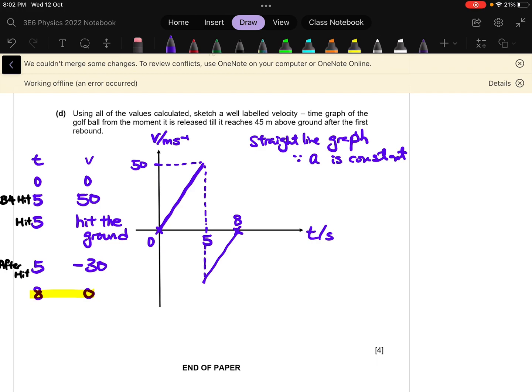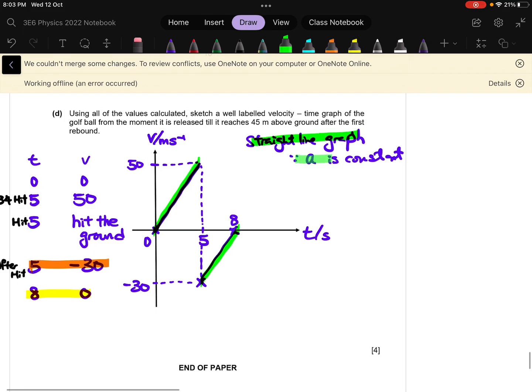Then I will go and dot, dot, dot, and I know here will be my minus 30, right? And I can tell that this gradient and this gradient is constant because it's going to be a straight line graph. a is constant throughout the motion, right?